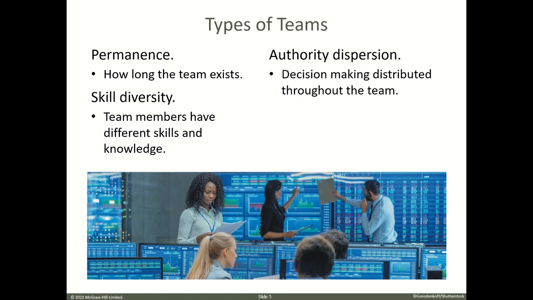Skill diversity: the degree to which team members have different skills and knowledge. Authority dispersion: decision making distributed throughout the team. In teamwork, decisions may be taken by one of the members, or sometimes the team members will decide who will take the important decisions regarding the objectives, to achieve the objectives and goals of the organization.